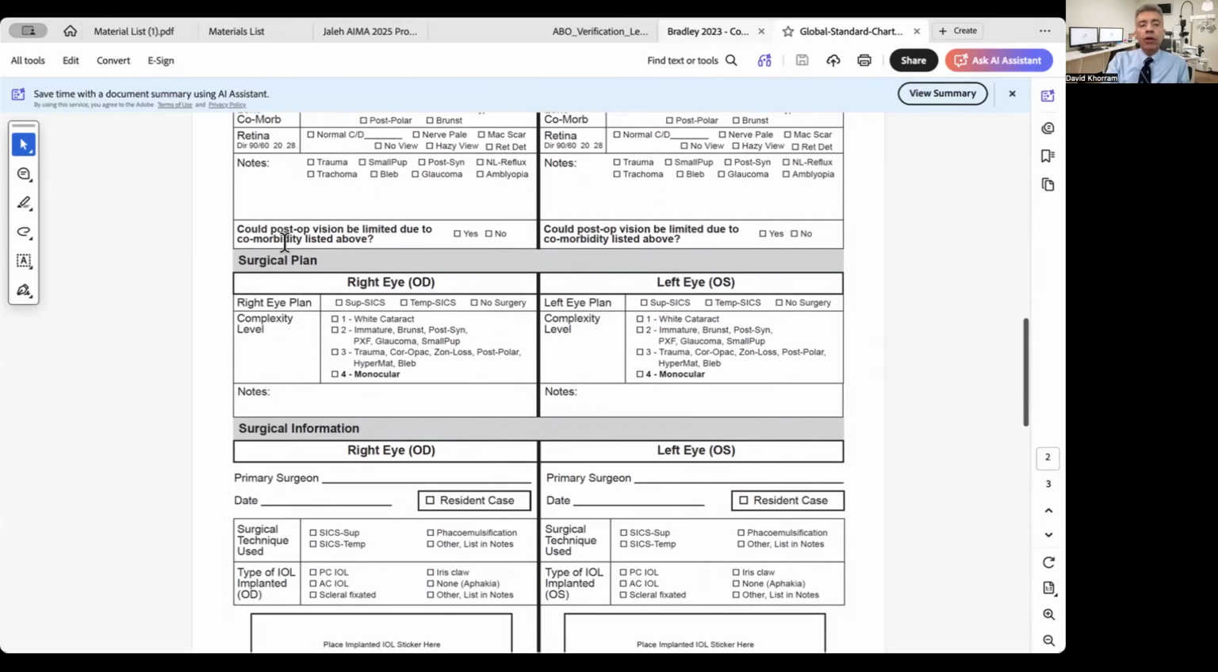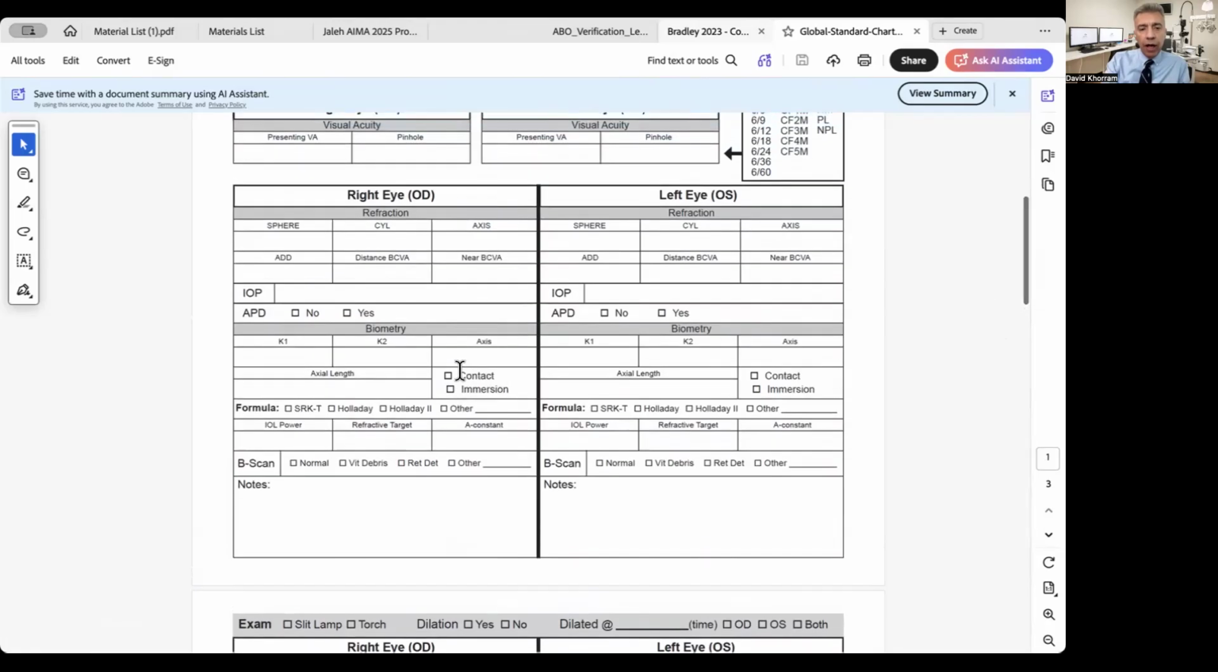In that case, please mark the box yes, and if it is not, please mark it no. There's a new section here for the examining physician to make the surgical plan. First, select the approach. Is it a superior SICS or a temporal SICS? I think in general, superior is our default, but in the case of a glaucoma bleb, we need to clearly indicate that it is temporal.